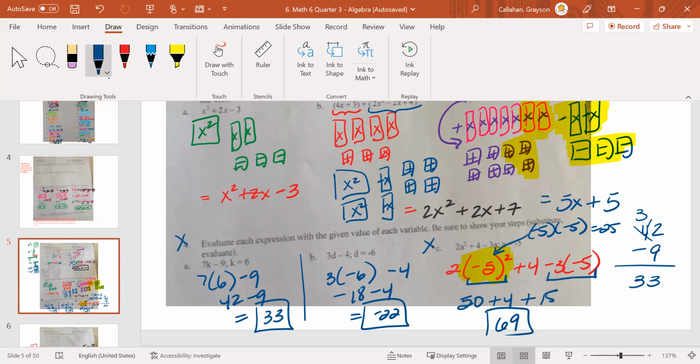So the ones that you made a mistake on, check your 4A, check your 4C, and then check your 4B, okay? Okay, all right, make sure you do that.